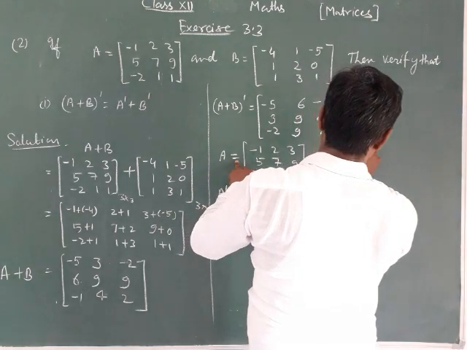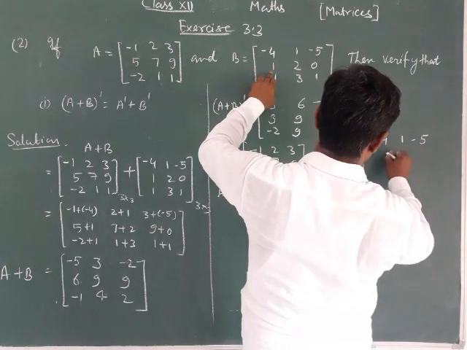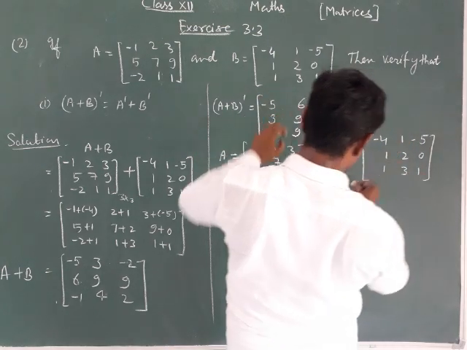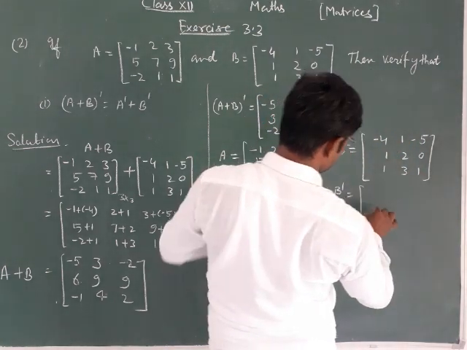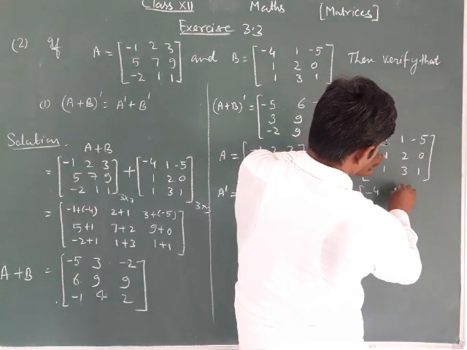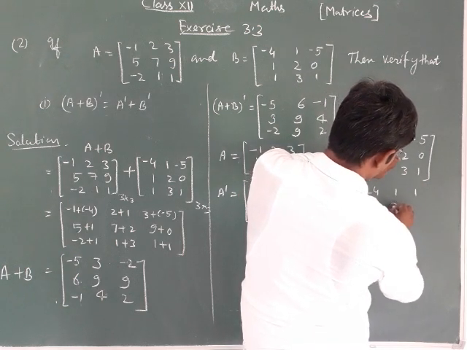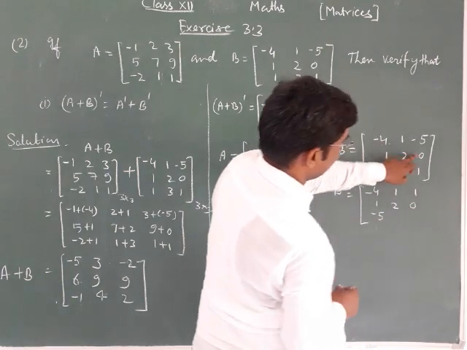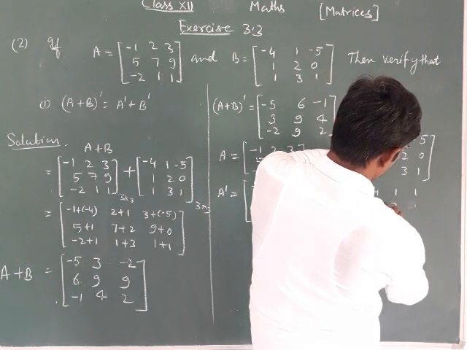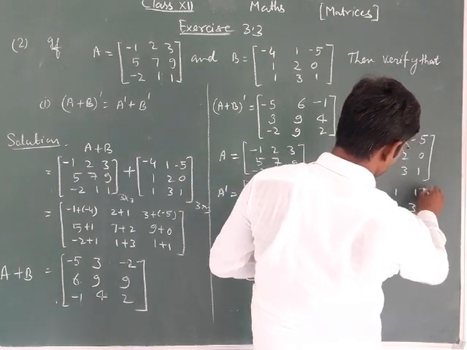Also the B matrix is given with elements minus 4, 1, minus 5, 1, 2, 0 and 1, 3, 1. So this is B dash. Also change row to column. So this is a row, this is a column. Minus 4, 1, 1 and 1, minus 5 and also 2, 0. So this is 2, and so replace 3 and 0, 1. So this is B dash.